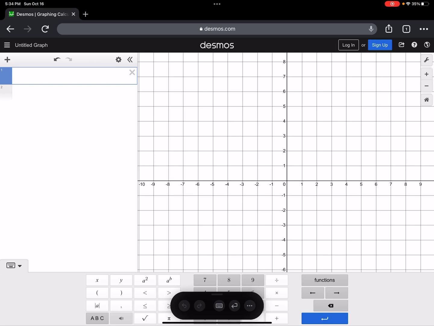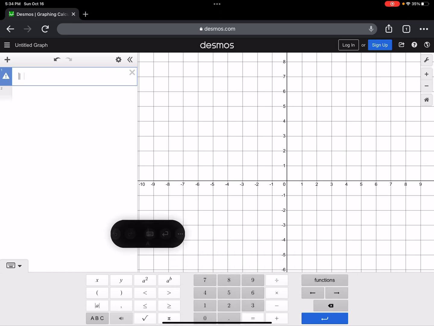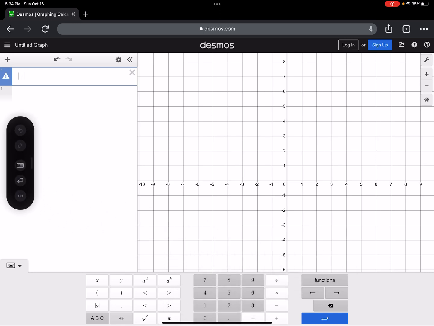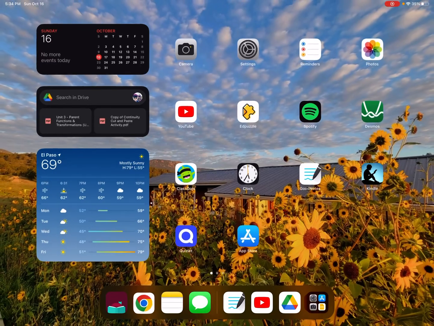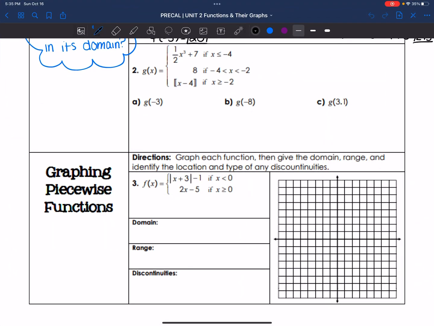All right, so our first piece of the function was the absolute value. It is the absolute value of x plus 3, and then outside of the absolute value it is minus 1. But we have, let me highlight that in purple so it matches. We have this restriction on the domain for this piece of our piecewise function.